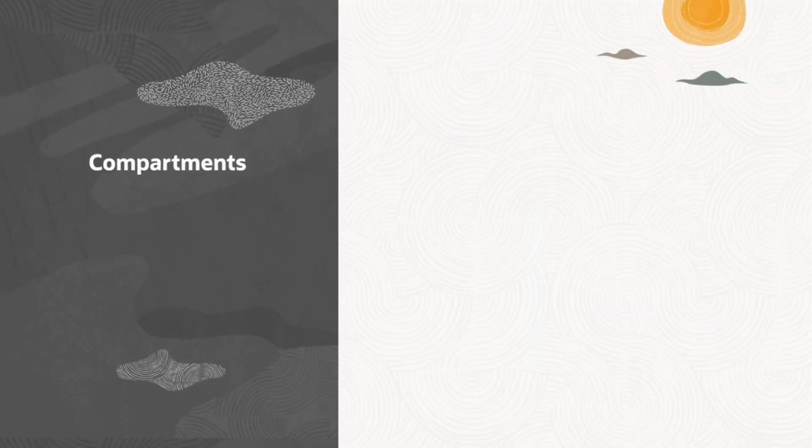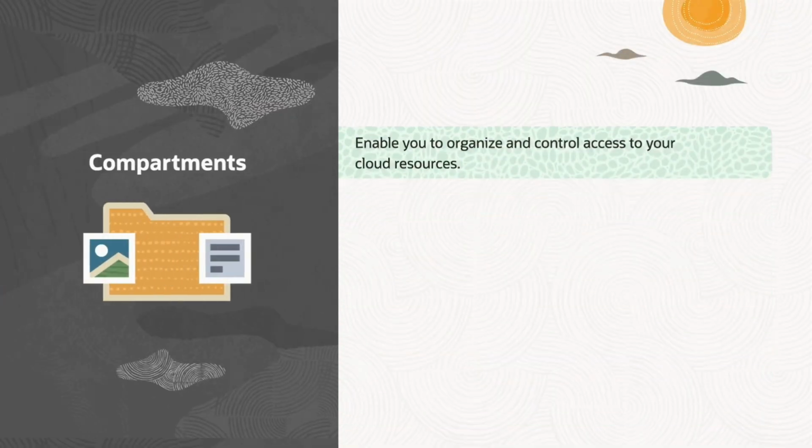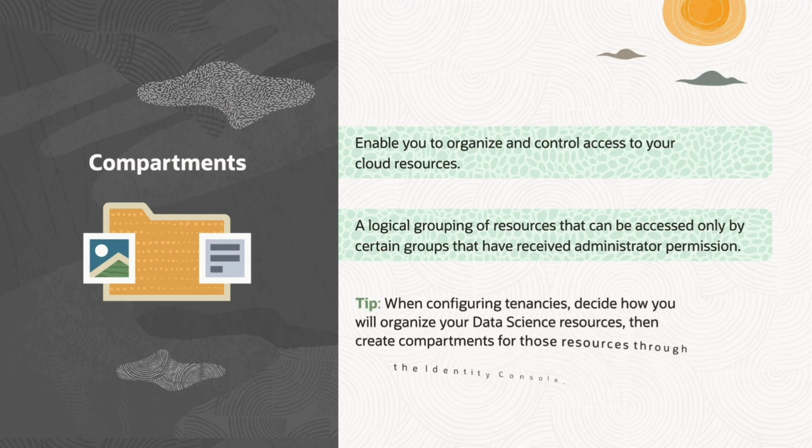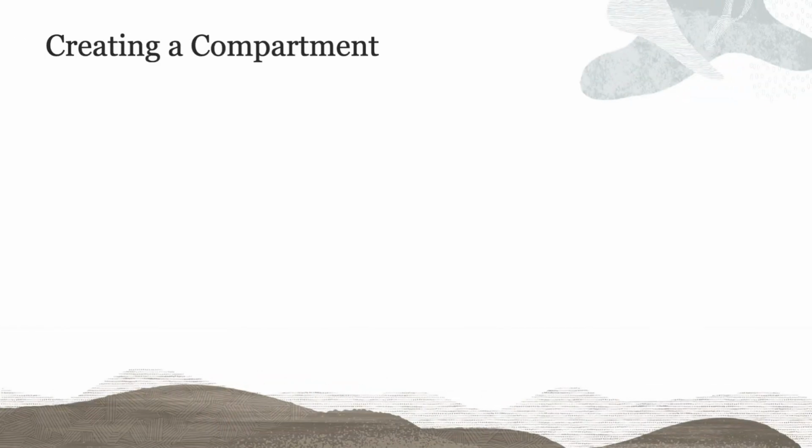Starting then with compartments. They allow you to organize and control access to your cloud resources. A compartment is a logical grouping of resources that can be accessed only by certain groups that have been given permission by an administrator. When configuring your tenancy, the first step is to make a plan of how you will organize your data science resources going forward. Once you've made a plan, you can start creating one or many compartments. We will demonstrate this at the end of the lesson.